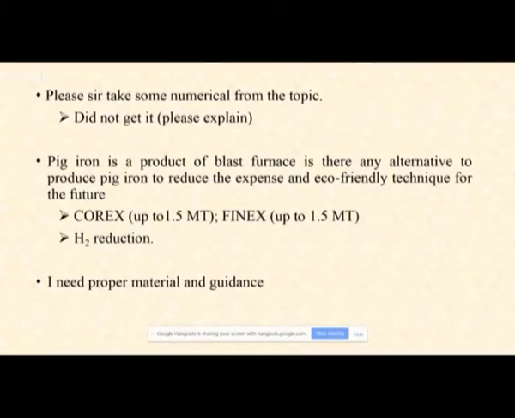The next question is, pig iron is a product of blast furnace. Is there any alternative to produce pig iron to reduce the expense, an eco-friendly technique for the future? So yeah, pig iron is a product of blast furnace. Is there any alternative? The alternative is actually the Corex process. Corex is commercialized, with plants in some countries, including India, China, South Africa, Korea, and a few other places.